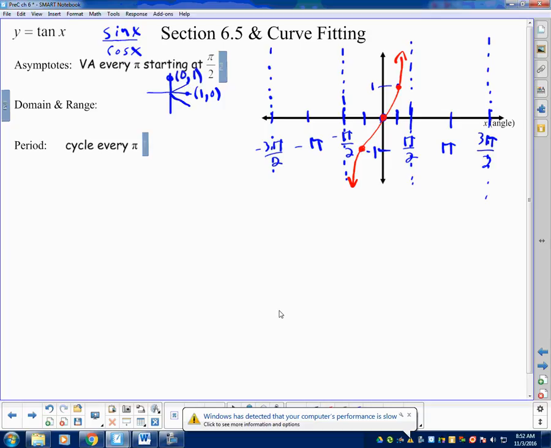And I'm going to ask you to do 2 cycles. Once you have one cycle and you have the vertical asymptotes, it's pretty easy to get another cycle. You just kind of estimate it. Halfway in between these, it's going to go through the axis. You just draw a quick little curve there. That's it.